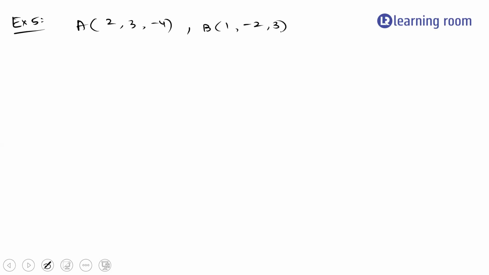Example 5, they are speaking about collinearity. I'll give you 3 points: A is 2, 3, minus 4, B is 1, minus 2, 3, and C is 3, 8, minus 7. Our job is to prove that these 3 points are collinear.